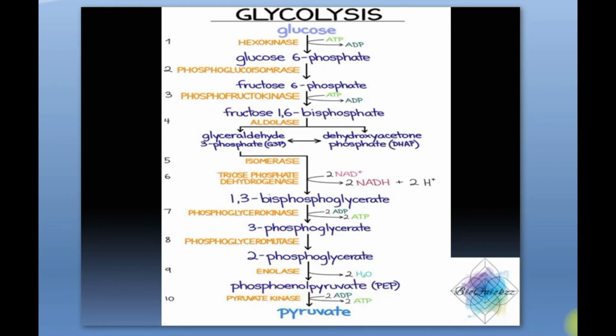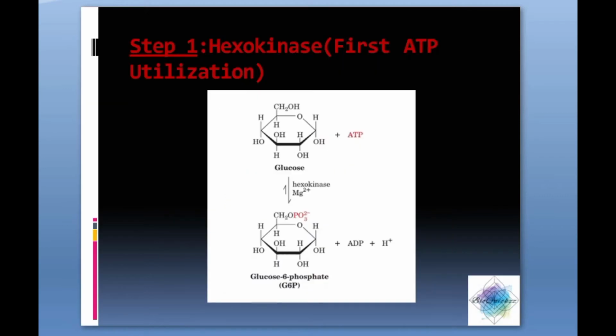Now we will go step by step and we'll understand every step and the use of each enzyme. The first step is hexokinase. It is the first ATP utilization step because first of all it is the first step and ATP is required. That's why first ATP utilization. Here glucose is converted to glucose 6-phosphate. The enzyme used is hexokinase.